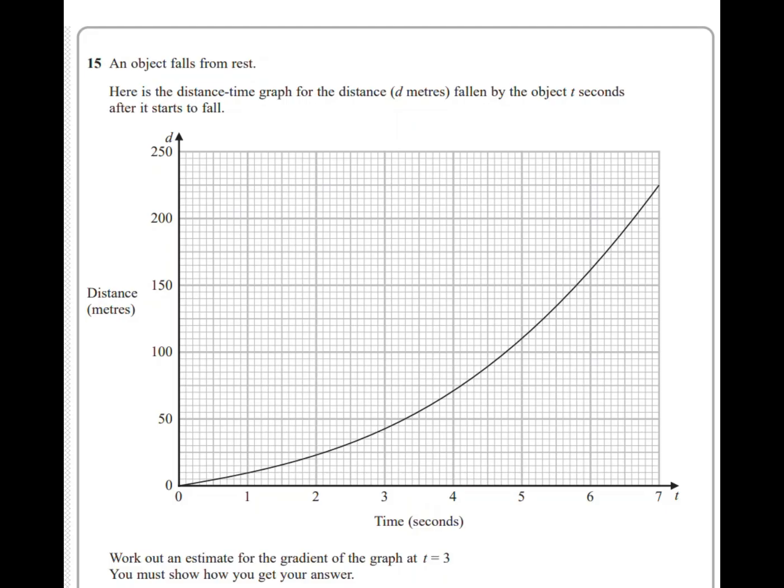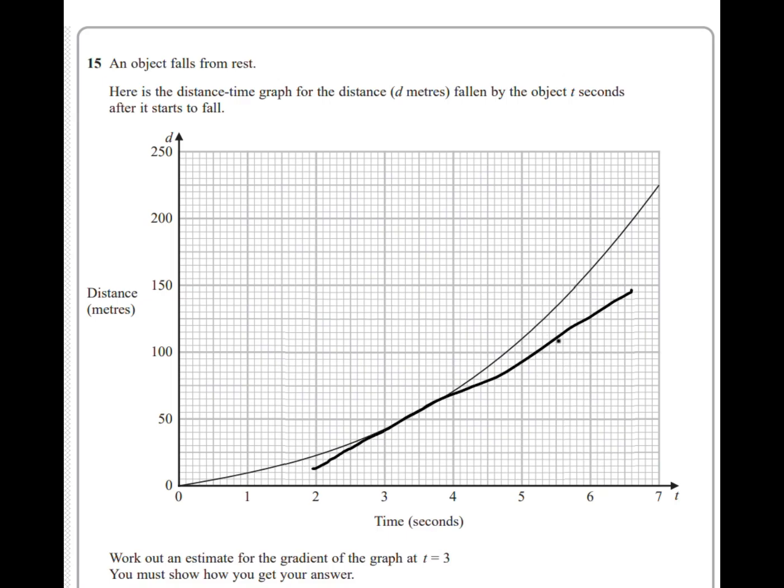Question 15 says an object falls from rest. Here is the distance time graph for the distance d meters, fallen by the object t seconds after it starts to fall. Work out an estimate for the gradient of the graph at t equals 3. You must show how you got your answer. Okay. To figure out the gradient at 3, you need to draw a straight line right at 3, like a tangent to the curve, remember? Okay, this is not on 3. Okay, that's not. See, I told you, my drawing is not that good, so something like this. This works.